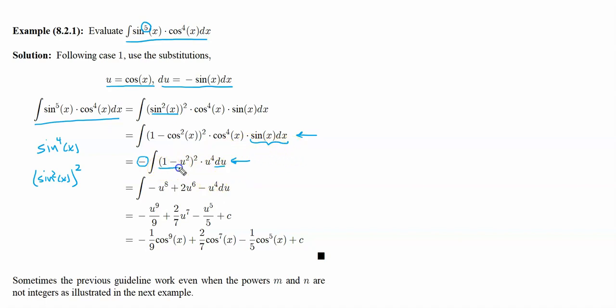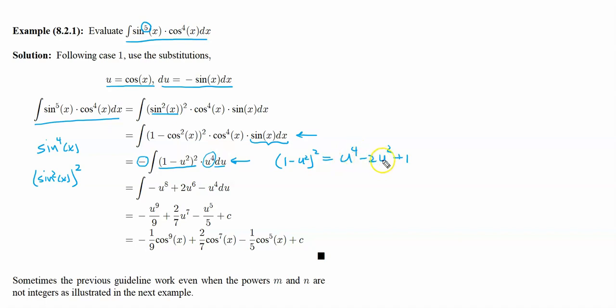Now we do have to simplify it a little bit. Keep in mind, we have to FOIL this out, so what we're going to get there is like that, and then we need to multiply by u to the 4th, so this is going to become u to the 8th.